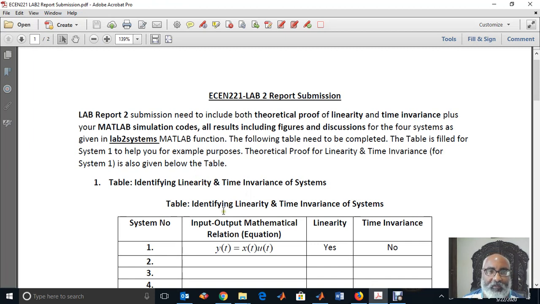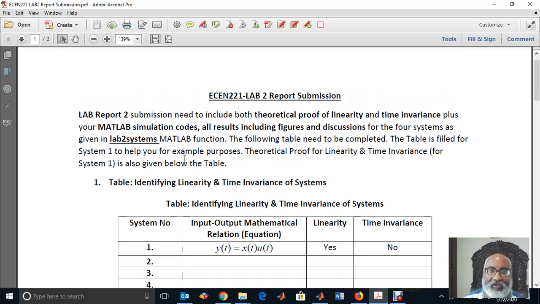In this lab, we will study linearity and time invariance of systems. Basically, we have four systems, and we will try to determine the linearity and time invariance properties of these systems.